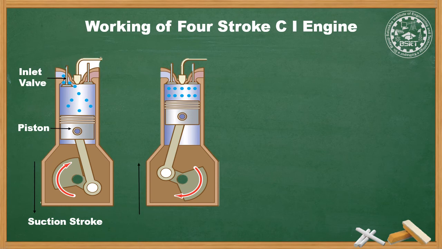Next is the compression stroke. During this stroke, both the valves remain closed and the piston moves upward, compressing the air with a compression ratio of 14 to 22 into the clearance volume. During compression, the temperature and pressure increase. At the end of the compression stroke, fuel is injected into the cylinder through the injector by the fuel pump.